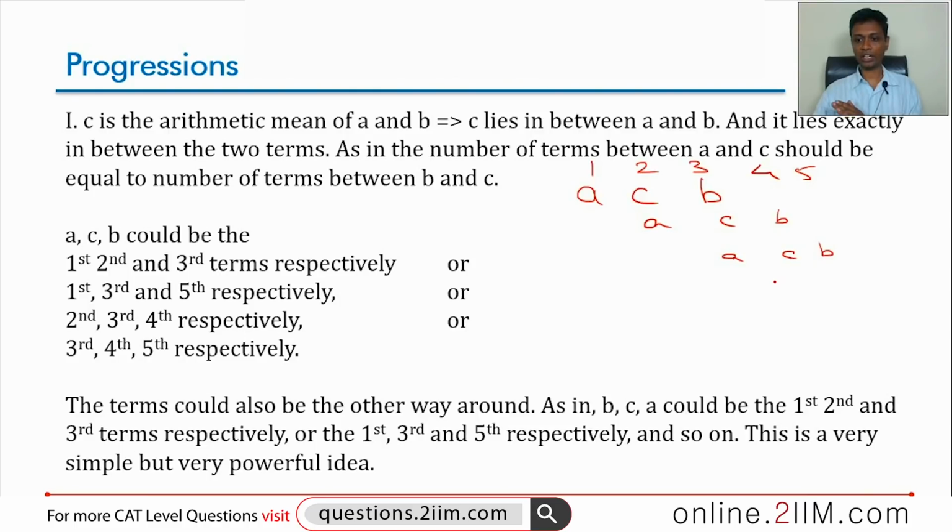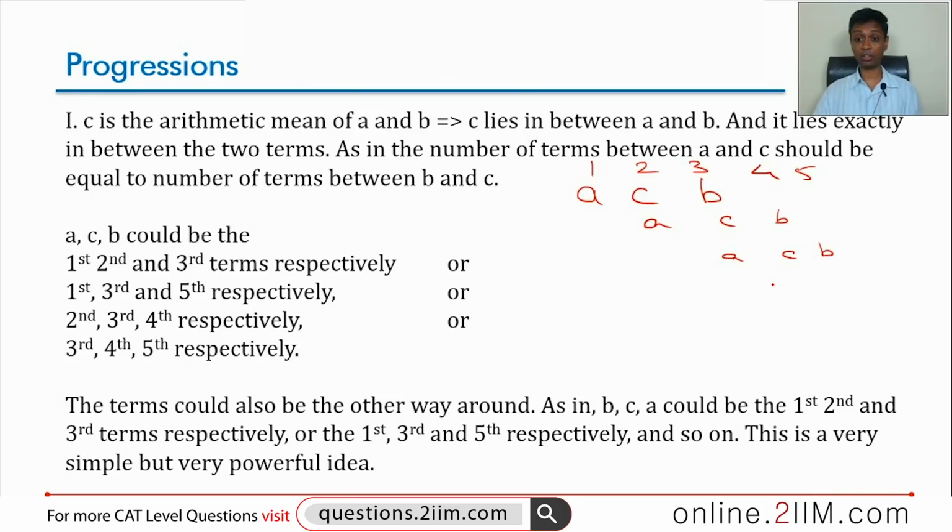If 1 and 5, the arithmetic mean would be the third term. Important thing to remember, it could be the other way around. It could be ACB or BCA at each of these places. We know that C has to lie in between A and B and exactly in between A and B. What do we mean by that? As many terms between A and C as there are between C and B. The distinct terms.